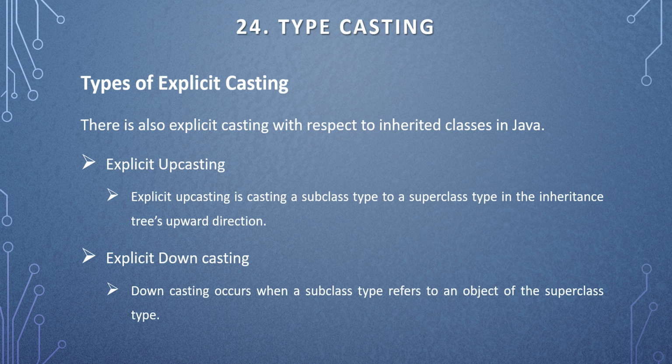Downcasting occurs when a subclass type refers to an object of the superclass type. This must be performed manually by the programmer, else the compiler will throw a runtime ClassCastException. The only option is to use the instanceof operator. In a sense, downcast of an object is possible only if it has already been upcast.